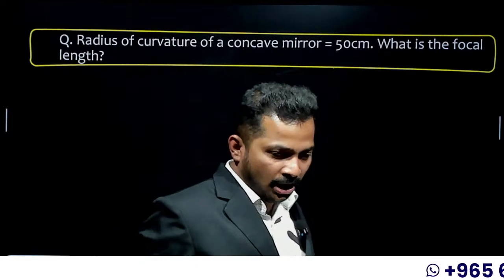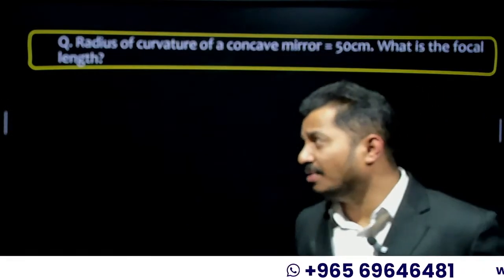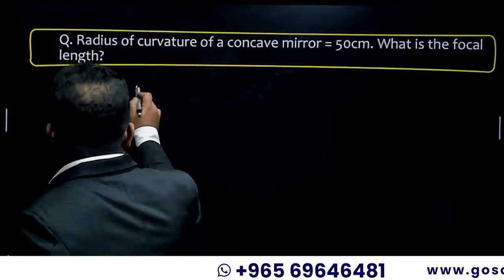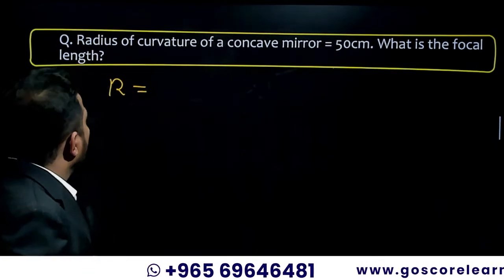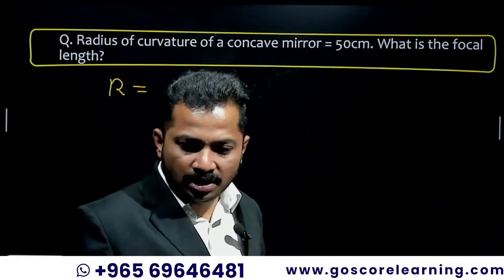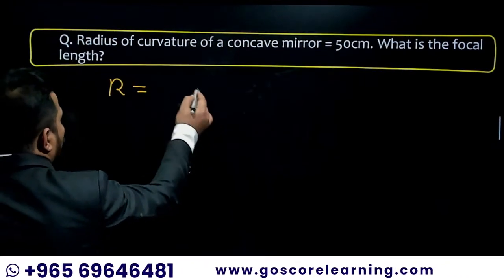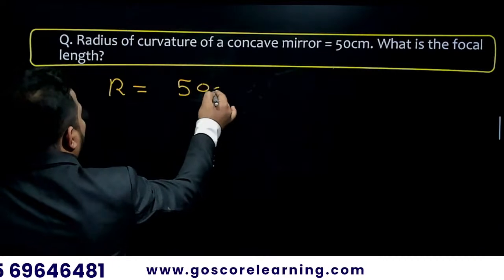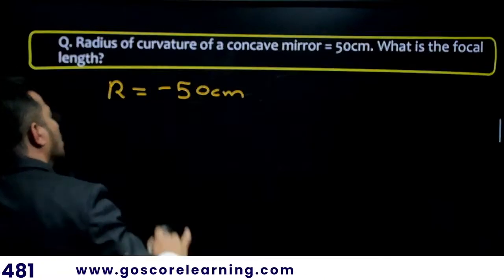If you are careless, there is a chance for losing 1 mark. What is the radius of curvature? Radius of curvature is given. Just hurry up, my kids, answer it. What is R? R is equal to, those who are writing 50 centimeter are going to lose a mark because it is minus 50.